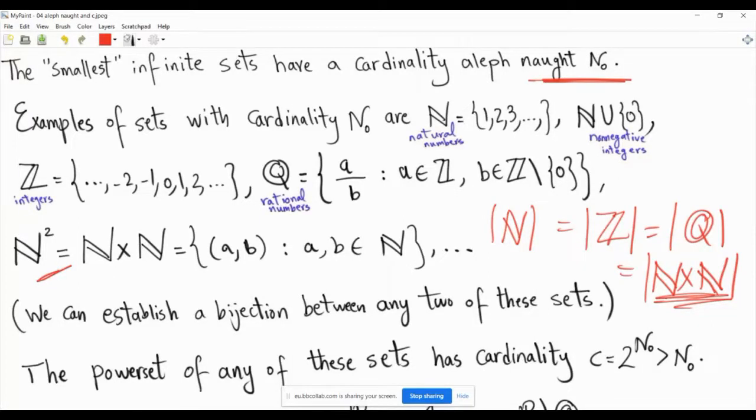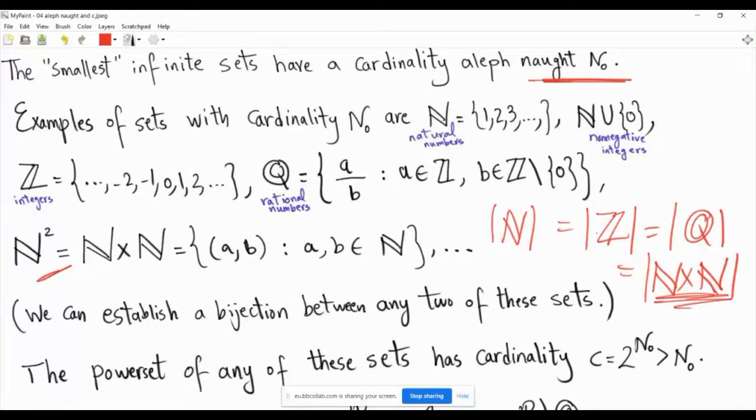And we say that they have the same cardinality because we can establish bijections between each pair. So you can take any two of those sets and find the bijection. And according to our criterion for comparing sets, that's it.